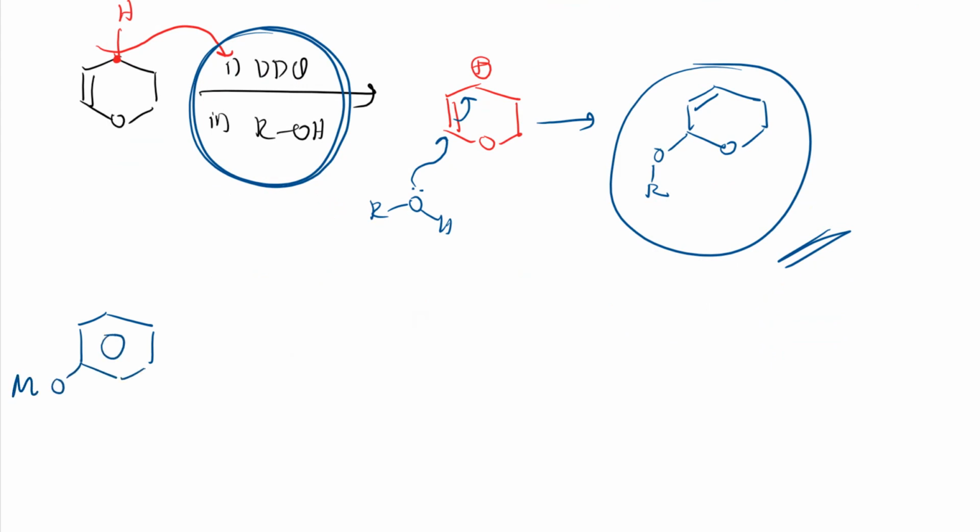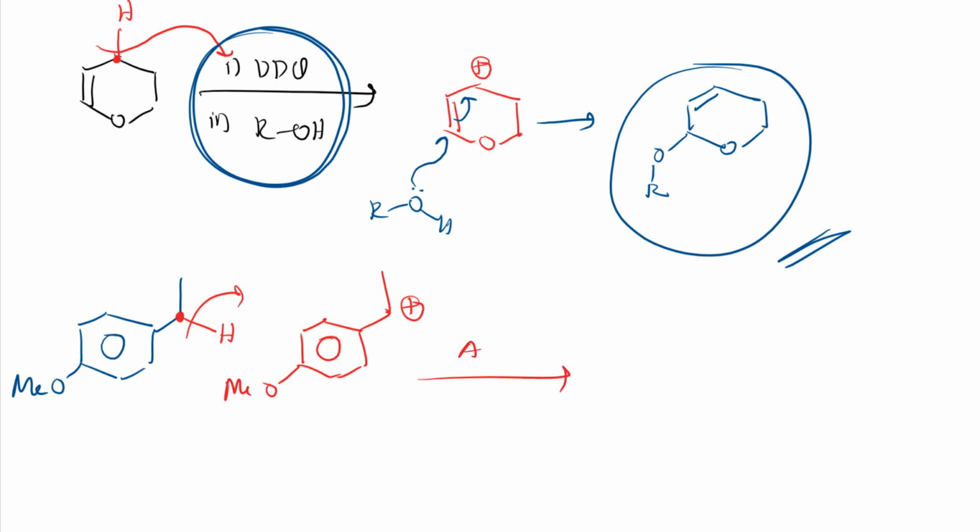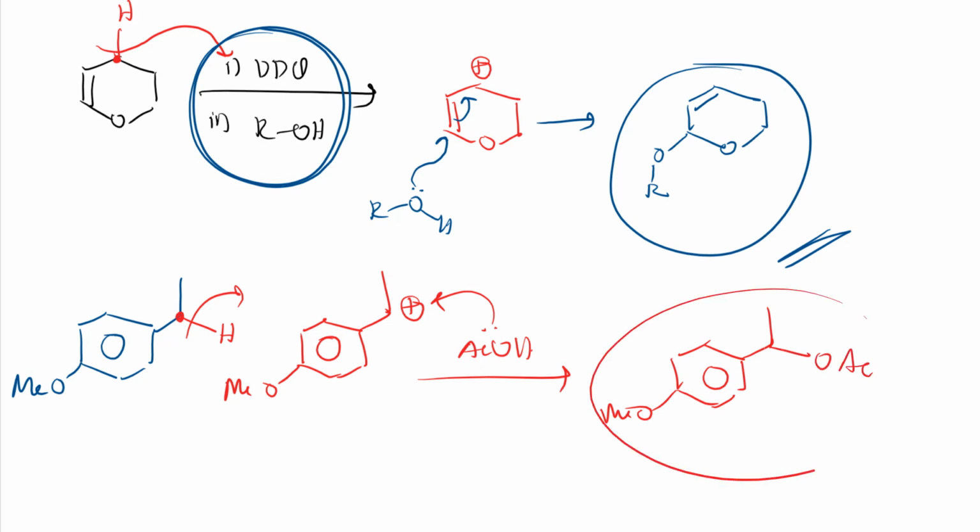OMe and here CH2 like this. So this is the benzylic carbon. It has a hydrogen. So first DDQ takes the hydride. I'll get a carbocation. Just I will remove this and write here only. See, I'll get this carbocation. If I have a solvent like acetic acid, AcOH, it will further react here and I'll get a product like this: OMe and CH2 like OAc. So this is how the reaction happens, right?